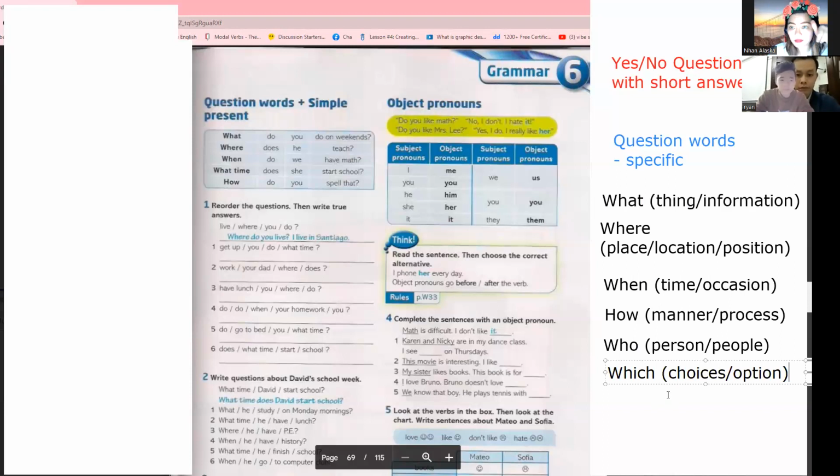Okay. How about when do we use why? We use why for a question. Absolutely, because that's a question word.